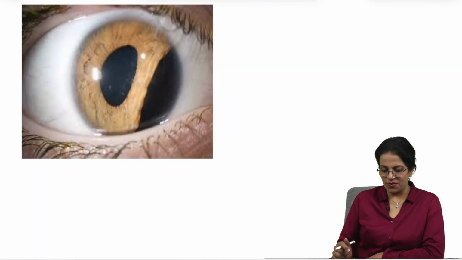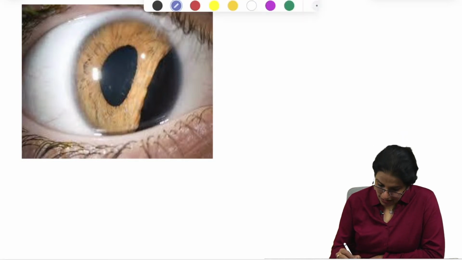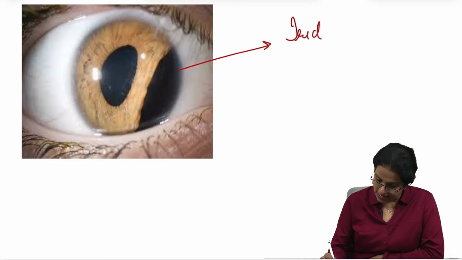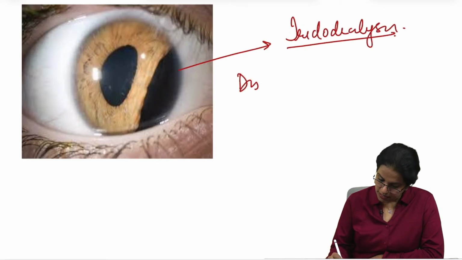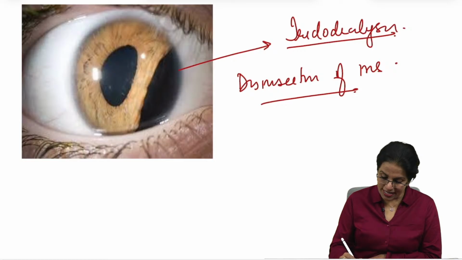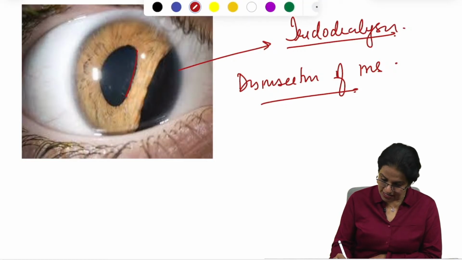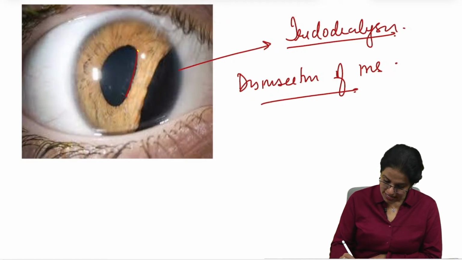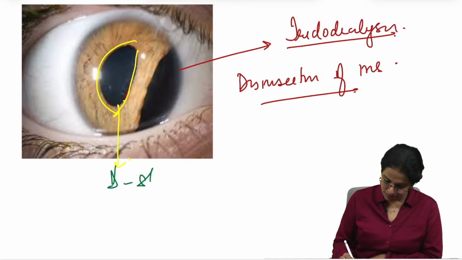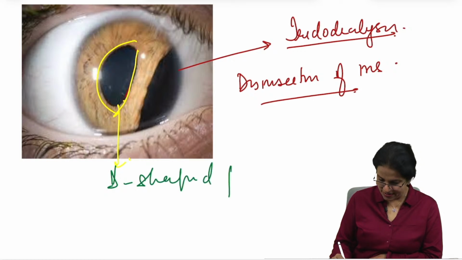Okay, what is this, all of you? Again, while we are talking about blunt trauma, this reminds us of iridodialysis. So, what is iridodialysis? It is disinsertion of the iris from its root. And what is the next question? This will lead to which type of pupil? It is a D-shaped pupil. Okay. So, this is going to lead to a D-shaped pupil. Very good.